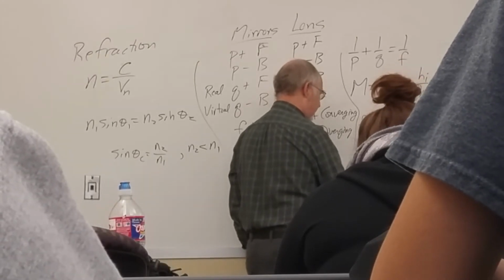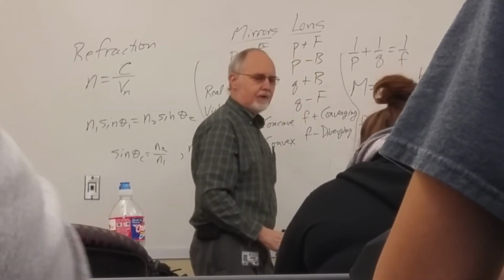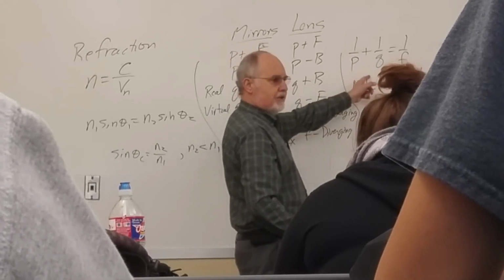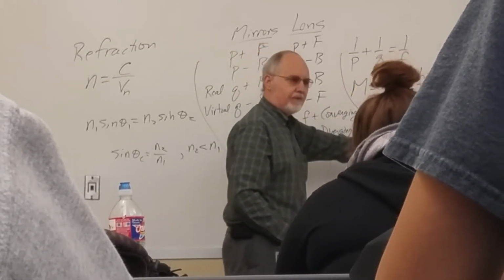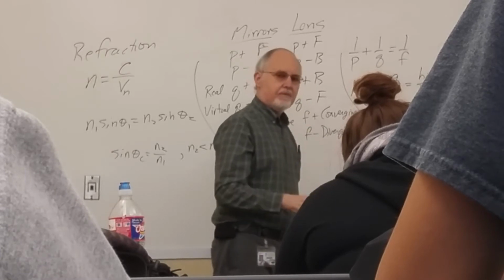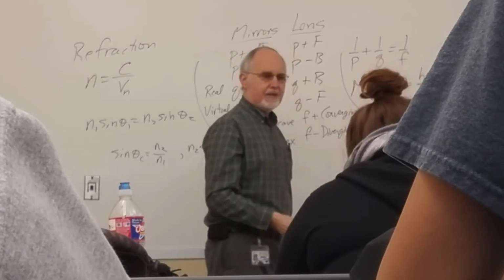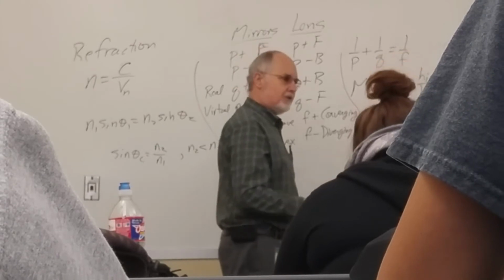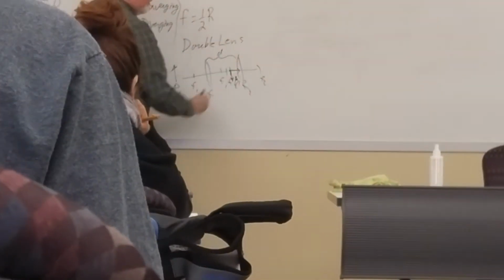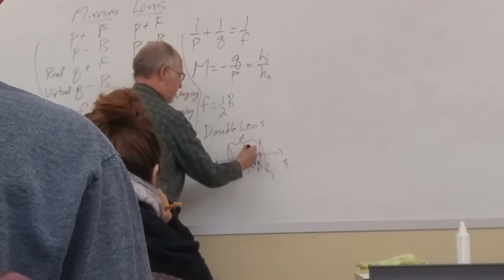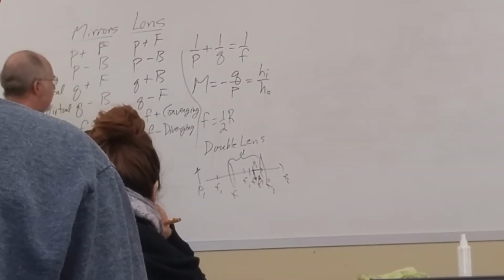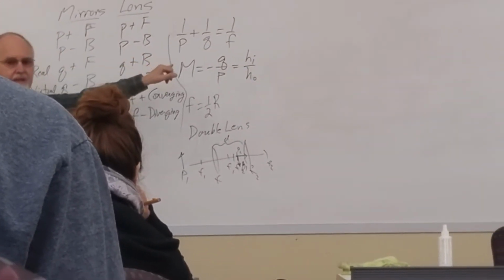Start with some image for the first one, or object for the first one. You go through the equation once, find the image of the first one, and then the image of the first one becomes the object of the second one. So the P2 is the first image, Q1 is up there, then the P2 is the distance from this first image to the second lens. Then you look to see, is it on the front side or the back side of that second lens?